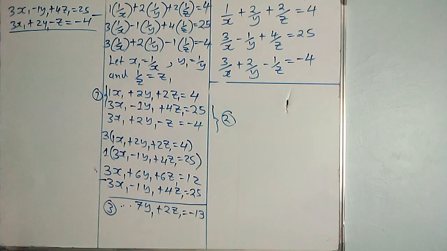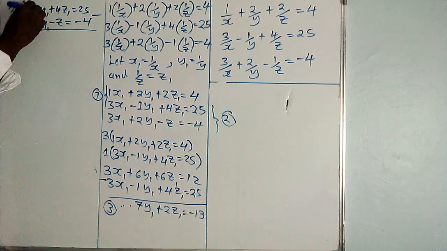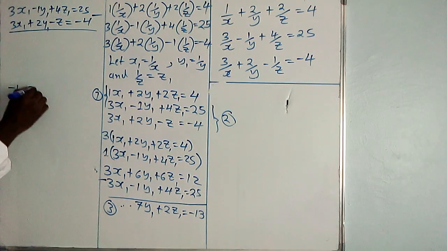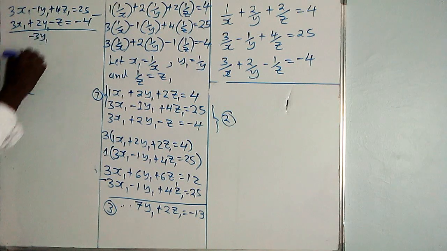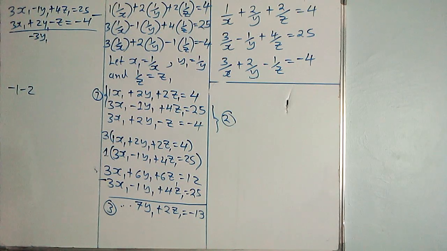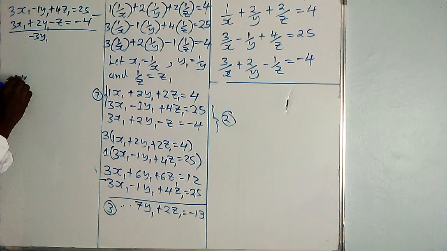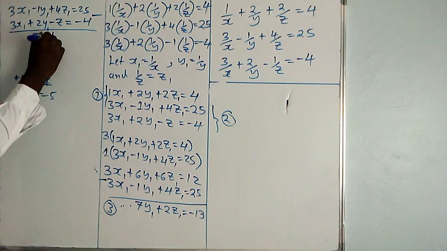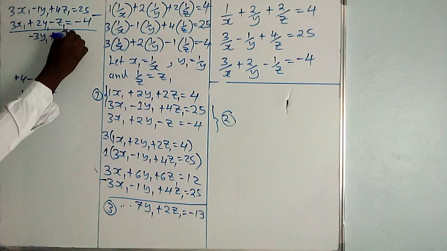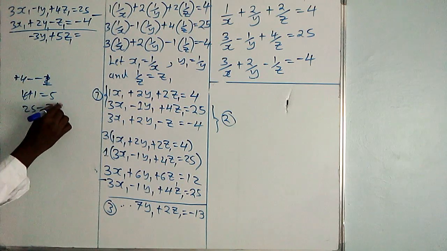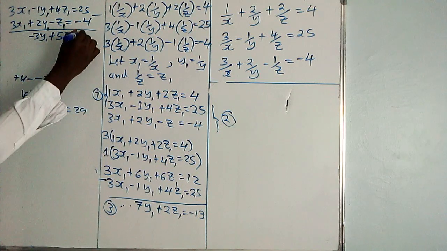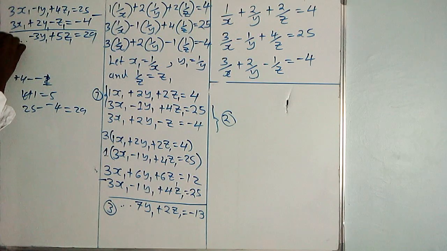But here they are the same, so we don't do any multiplication. Are we together? We just subtract the two equations to eliminate x. 3x1 minus 3x1 is 0, isn't it? Negative 1 minus positive 2, that is like negative 1 minus 2, so you get negative 3y1, isn't it? Yes. Then positive 4 minus negative 1, that is like 4 plus 1. So you get 5z to be equals to 25 minus negative 4, that is 25 plus 4, isn't it? 29. So that one becomes equation 4.